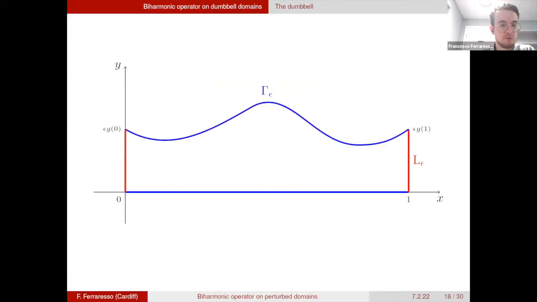So just to fix the notation, in the channel, I will call L epsilon these two junctions, and gamma epsilon these two long edges.